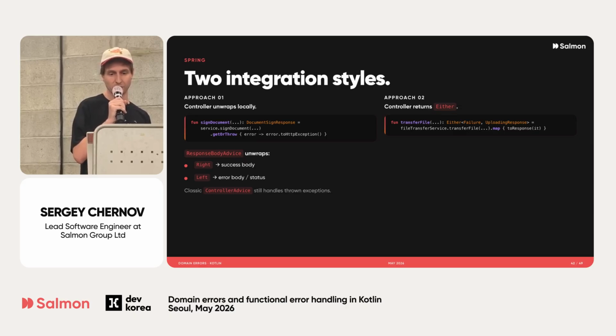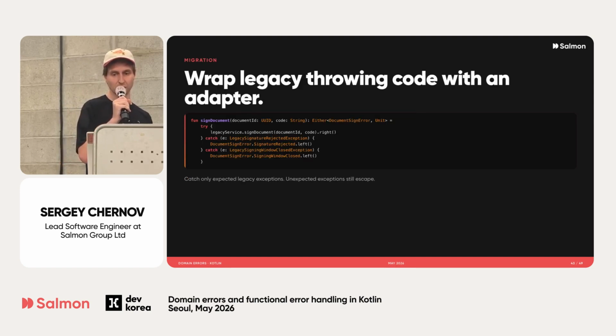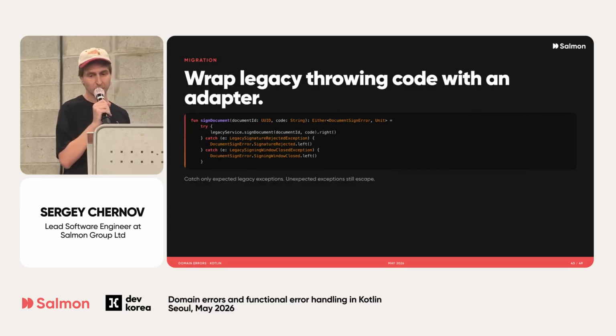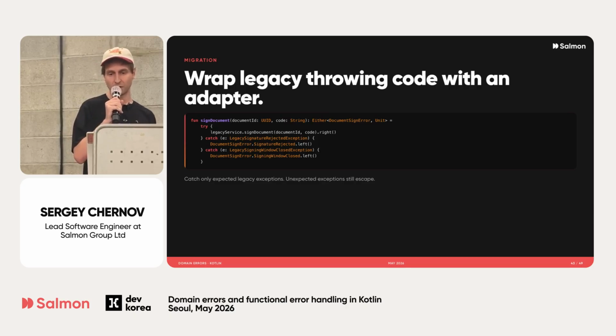But if you want to return the Either directly from the controller methods, you can do that also, and you need to implement a response body advice. If you want to integrate the Either approach with an existing code base, and you have some classes, methods, or code that throws a runtime exception, you can rely on an adapter pattern. You define methods returning Either, and inside them you do a try-catch and map the runtime exceptions to the proper Left business failure type.